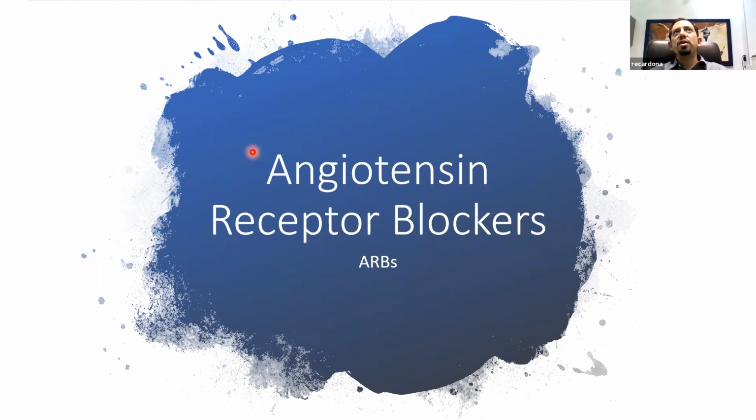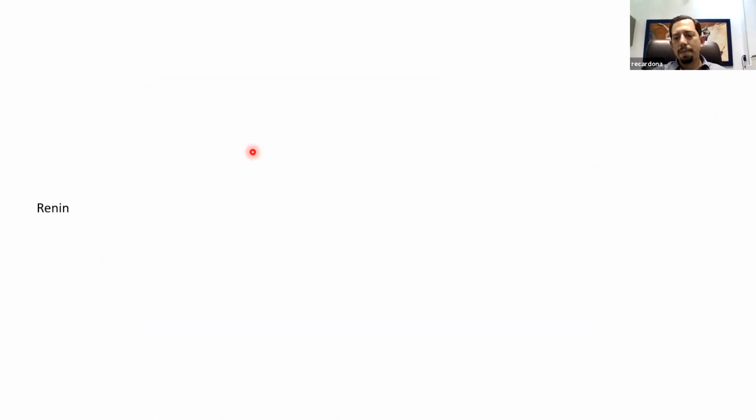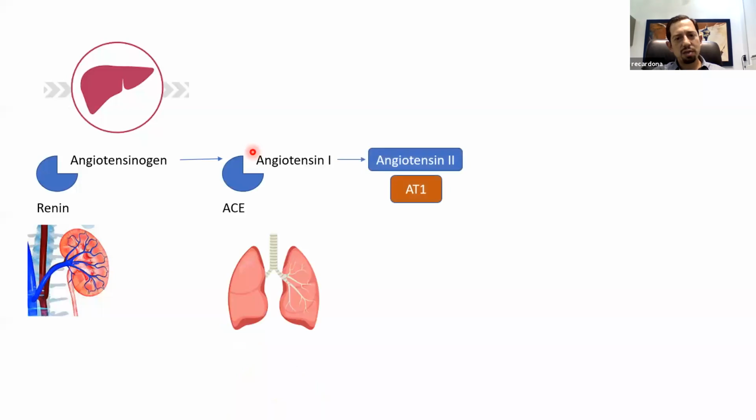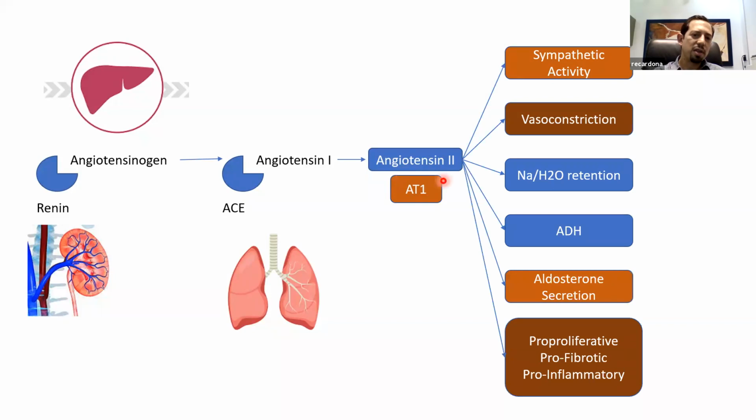They had such good results with these agents that block the renin-angiotensin aldosterone system that they developed other groups of agents that also act on this system. The most important of these agents are going to be the angiotensin receptor blockers, which also act on this renin-angiotensin aldosterone system. But instead of inhibiting the angiotensin converting enzyme, they're going to inhibit the binding of angiotensin 2 to its receptor. By blocking this interaction between angiotensin 2 and the receptor, we're going to decrease the sympathetic activity, vasoconstriction, sodium and water retention, antidiuretic hormone production, aldosterone secretion, and this pro-proliferative, pro-fibrotic, pro-inflammatory profile.